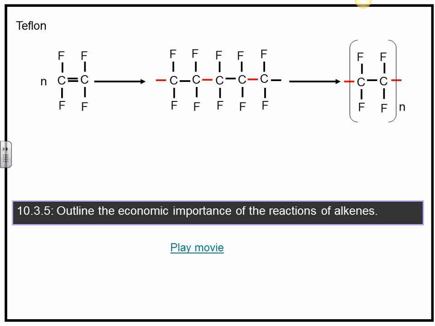So you can't just write bracket CF2 to the end as the repeating unit. That is something you can cut out and stamp to create the polymer, but by definition, the repeating unit must have the original monomer.